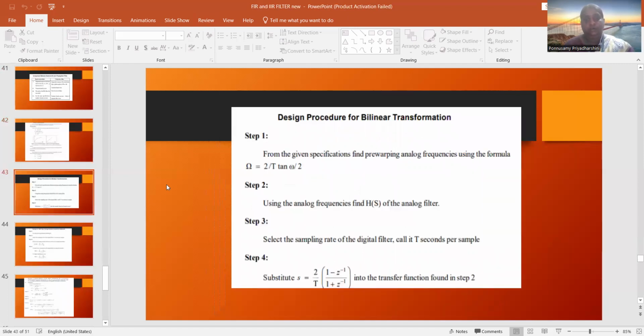Design procedure for bilinear transformation. Step 1: from the given specifications, find the pre-warped analog frequencies by using the formula 2 by T tan of omega by 2. Find the analog transfer function H of s of the analog filter. Select the sampling rate and substitute s is equal to 2 by T times (1 minus z inverse) by (1 plus z inverse) into the transfer function from the previous step.